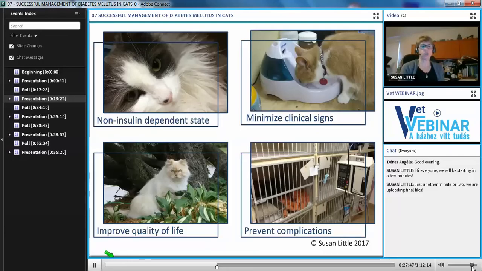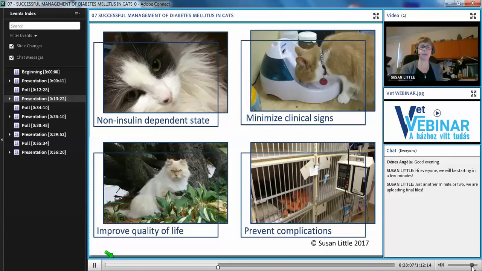So I always like to remind owners or talk to owners about our goals of treating these cats. Often what owners want is to get a cat to a non-insulin dependent state. And we're going to talk in a few minutes about which patients are most likely to develop a non-insulin dependent state.